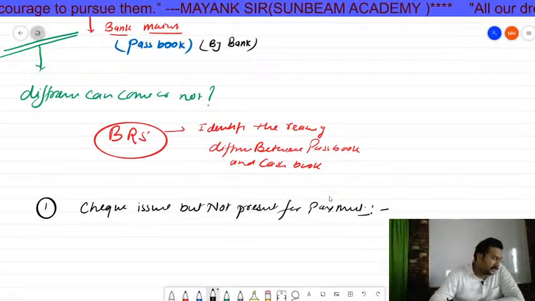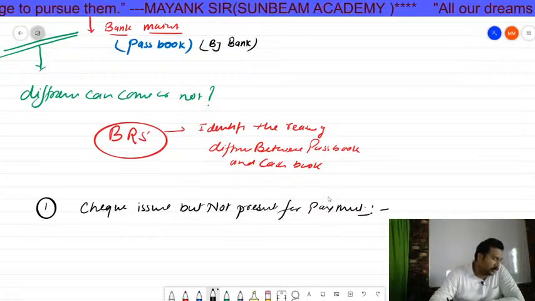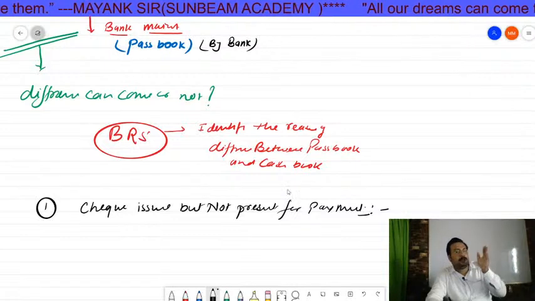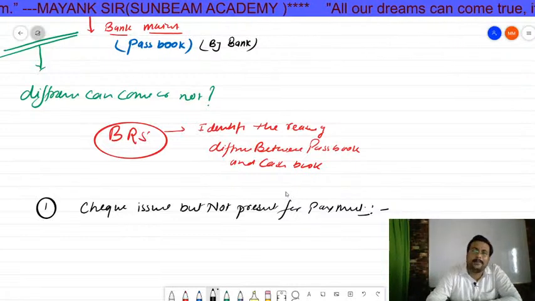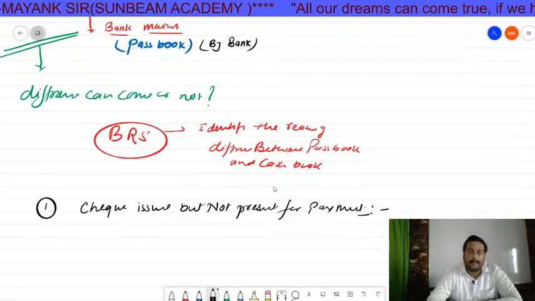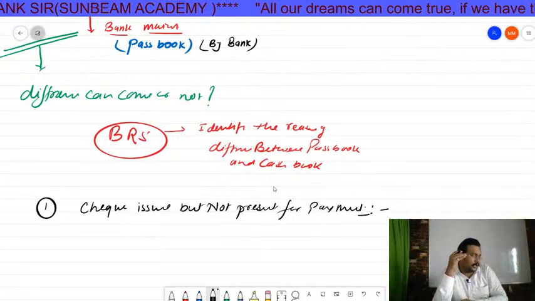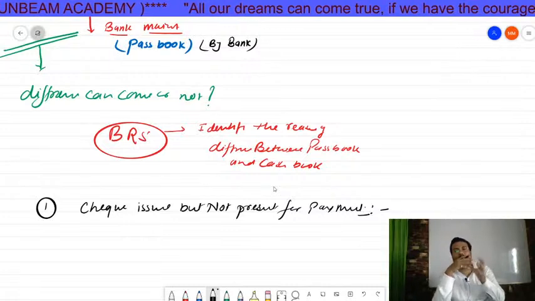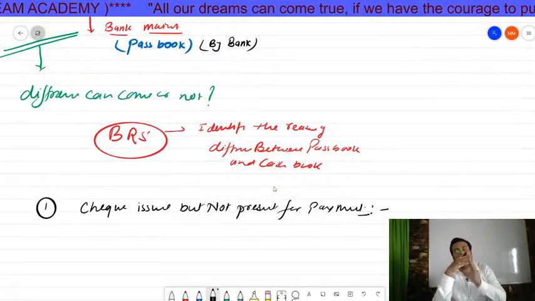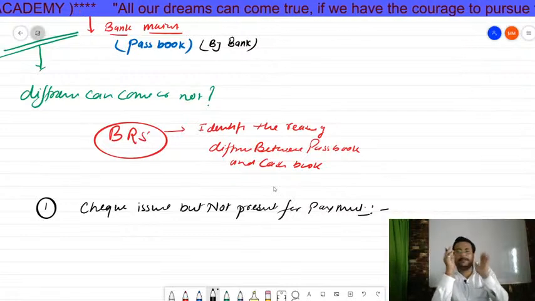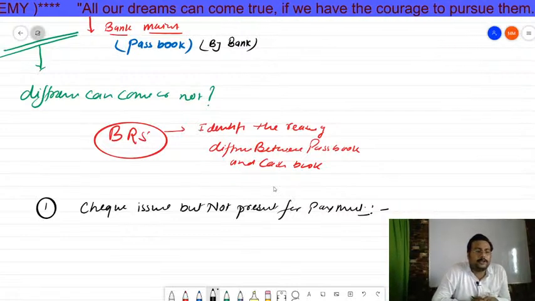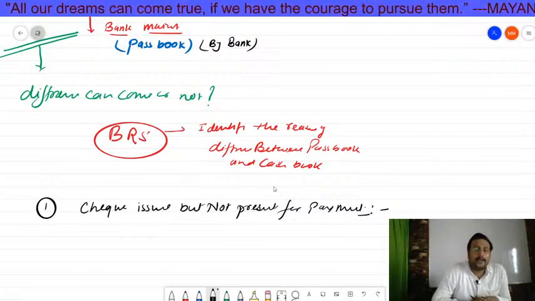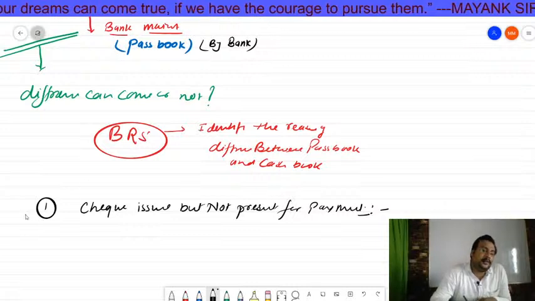Guys, keep in your mind that whenever I use the word cash book, it will click in your mind that cash book is prepared by the customer. I do not have to write it down every time. When I write passbook, it is already clicked in your mind that passbook is prepared by the bank. So just keep this in your mind: cash book is prepared by customer and passbook is prepared by bank. Now go for the first reason.